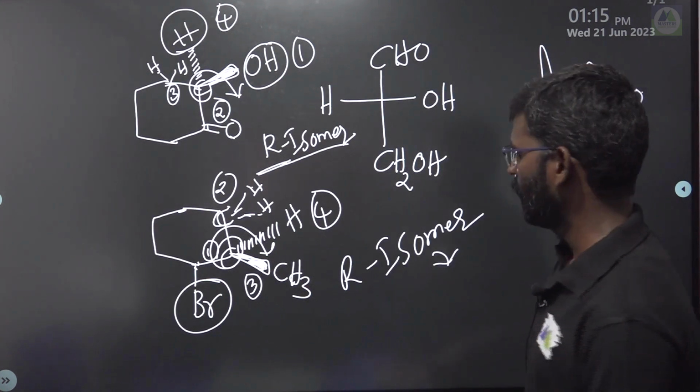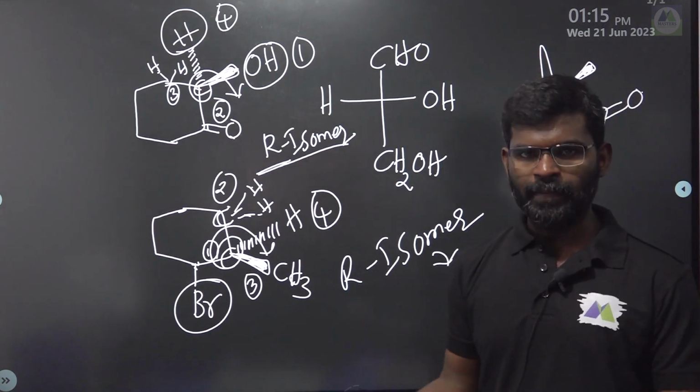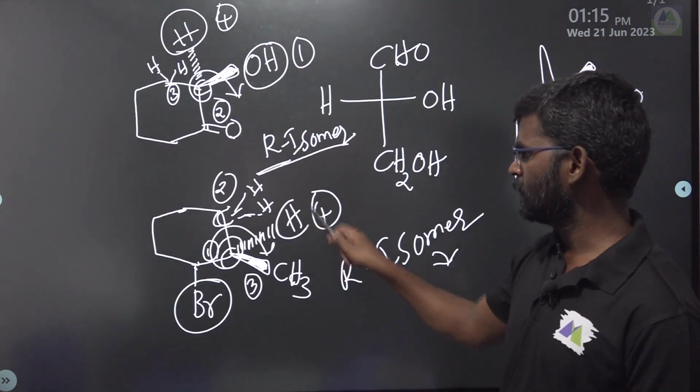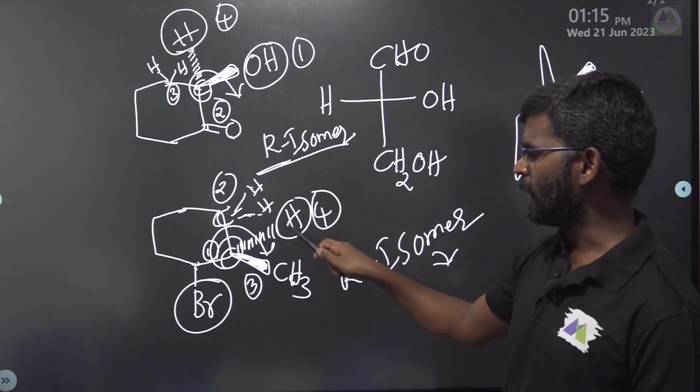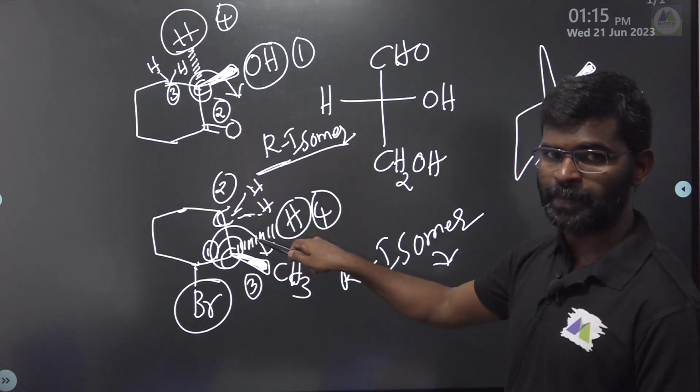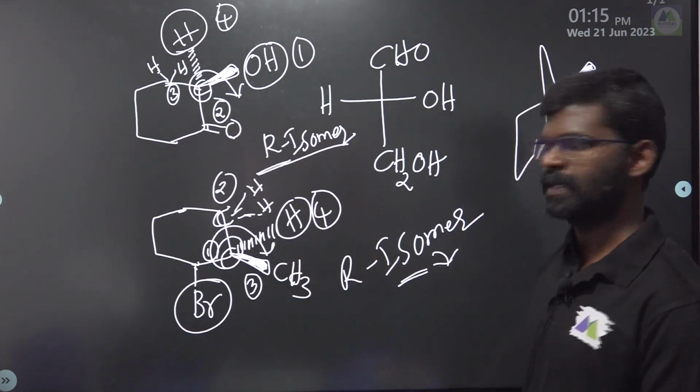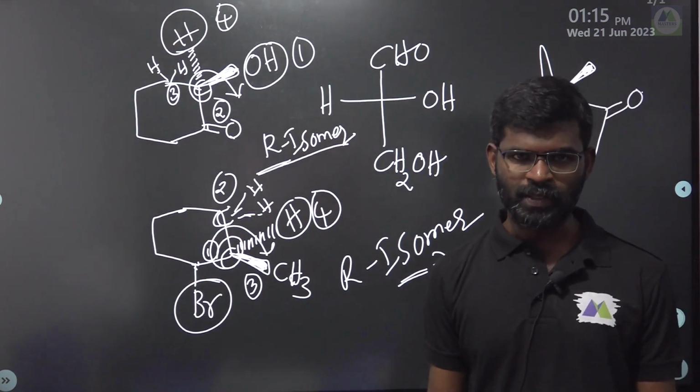clockwise direction, so it is R isomer. Yeah. Next, the last point is, if the least priority group is on the front side of the observer, we change the configuration. But here it is on the back side of the observer, so no need to change the configuration. Final configuration is R isomer, right?